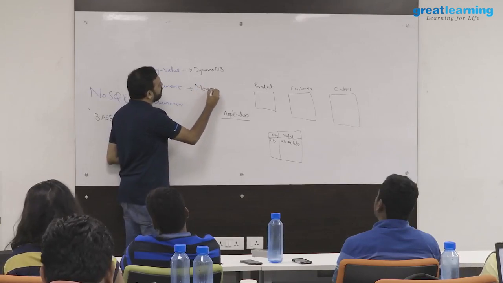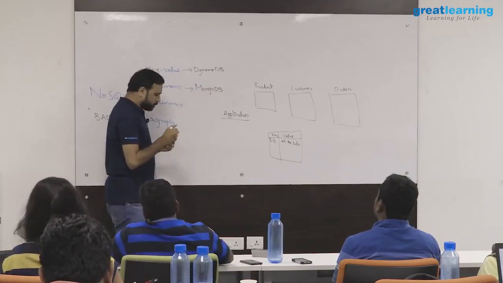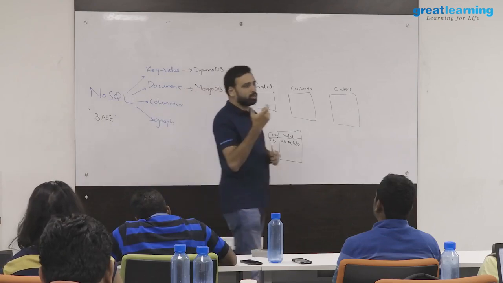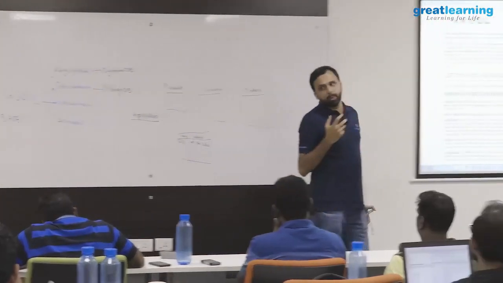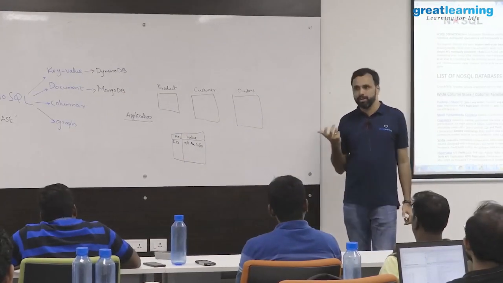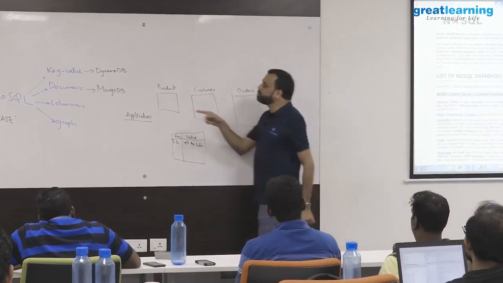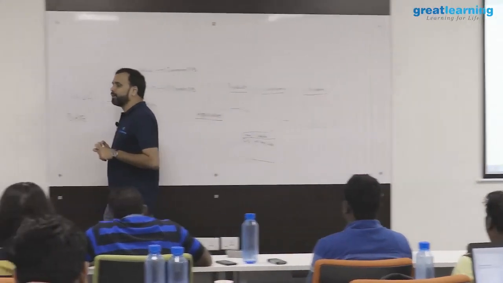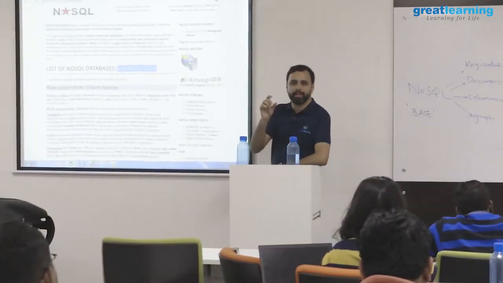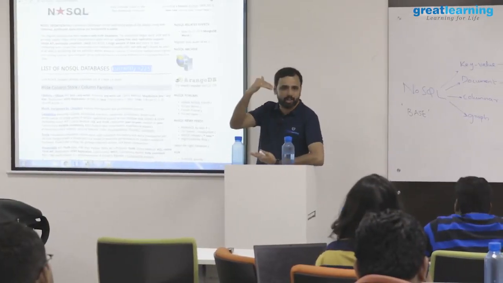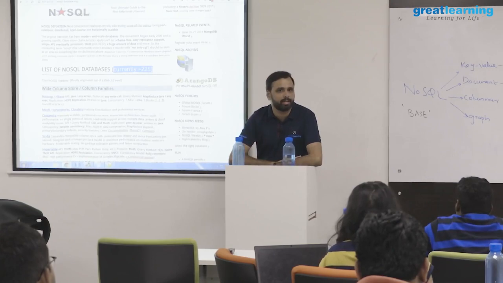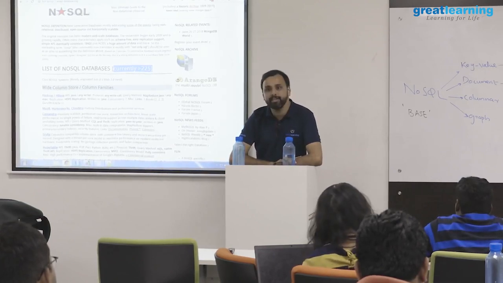What is the speciality of MongoDB? MongoDB stores the data as JSON documents. That is why it is called document-based NoSQL. So in MongoDB, if you search for your data, you can see that everything will be key value, key value, key value. It's like a JSON document. That is why it is called a document-based DB.